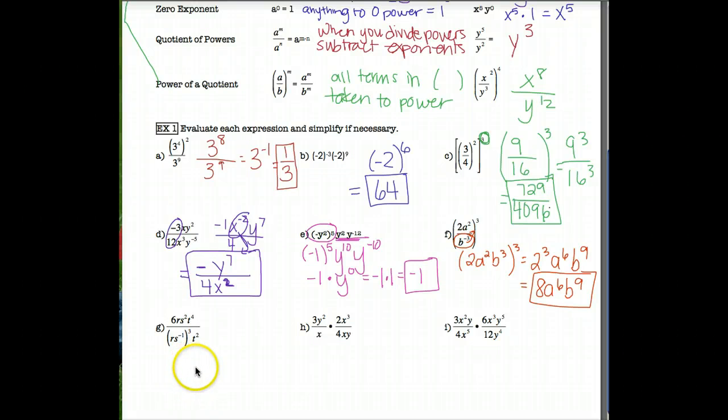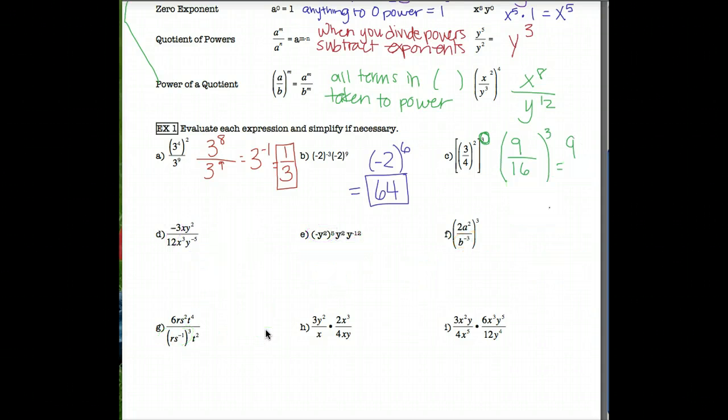On G, again, multiple ways that you can approach it. I'm going to focus on this area first. So I'm going to keep my numerator just how it is for right now. Over here, that r needs raised to the third, and that s to the -1. So when I multiply those exponents, it gives me this.